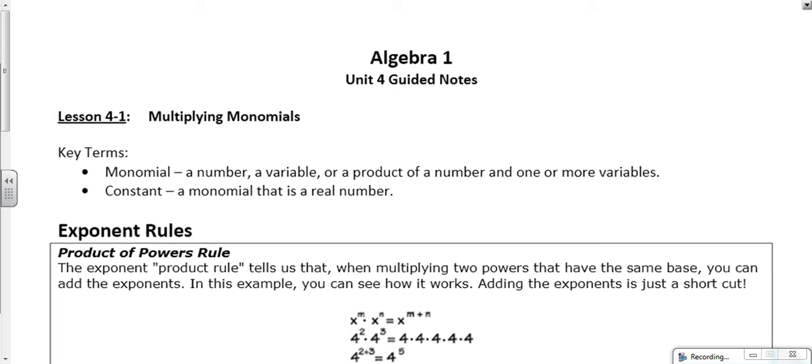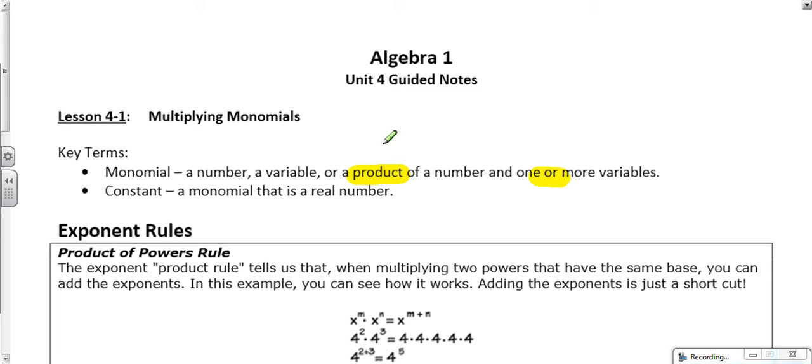Lesson 4.1 Multiplying Monomials. Let's define what we're talking about. A monomial is a number, a variable, or a product of a number and one or more variables. Very important to understand here that we're talking about a product of a number and one or more variables. So you can have more than one variable when you have a product, but it has to be a product to be considered a monomial.